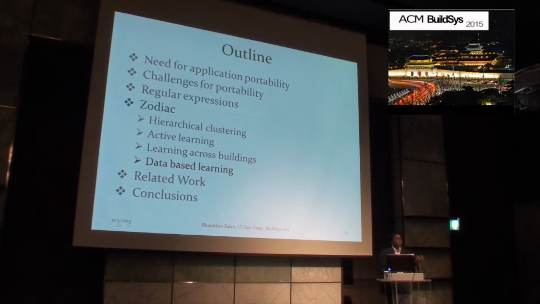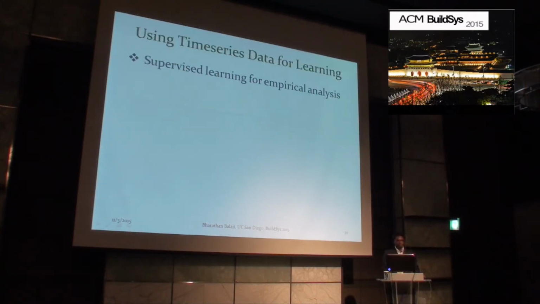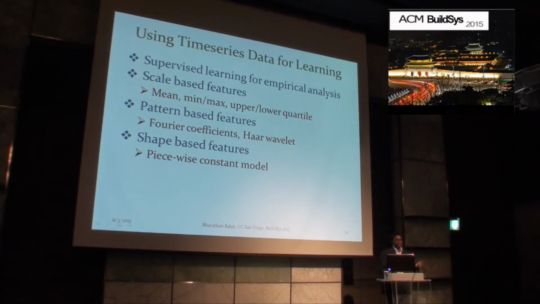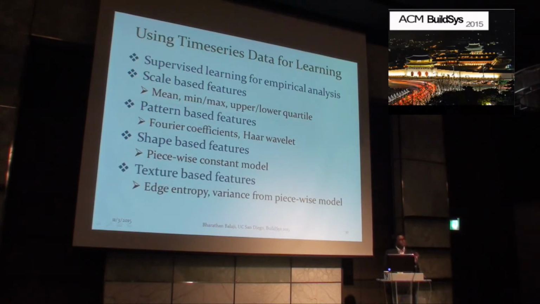Now, can we exploit the time series data that exists from these sensors? We start with simple supervised learning, again a random forest classifier, to see if data actually helps or not. We have a number of features: simple ones like mean and max. Then we have pattern-based features, with Fourier spectrum and wavelet transforms. And shape-based features, which capture the high-level modulations of the signal. And then there are texture-based features, which capture the noisiness of the signal.